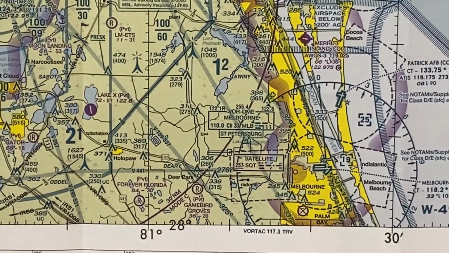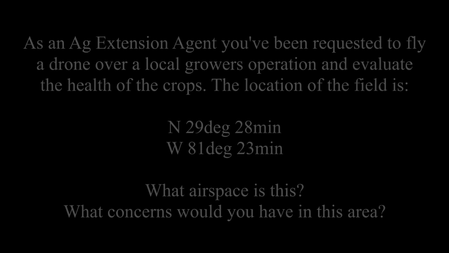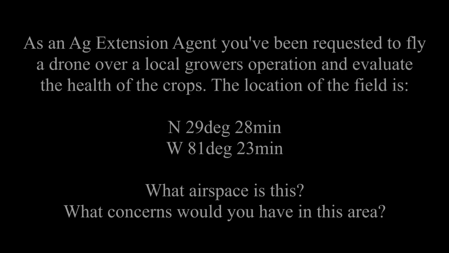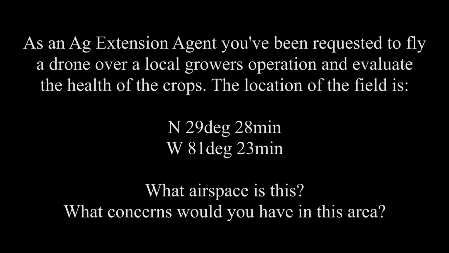We're going to do another one here in half a second. Let's take a look at our next question. As an ag extension agent, you've been requested to fly a drone over a local grower's operation and evaluate the health of the crops. The location of the field is north 29 degrees 28 minutes by west 81 degrees 23 minutes. Again, the questions are, what airspace are you in? And second, what concerns would you have to conduct a flight in this area?